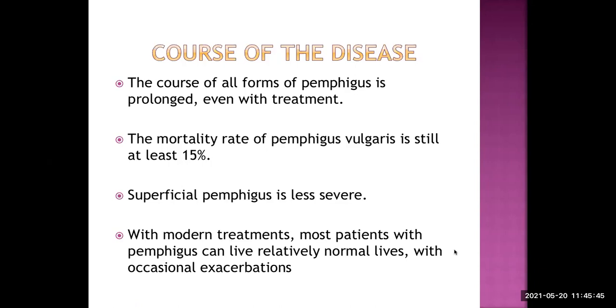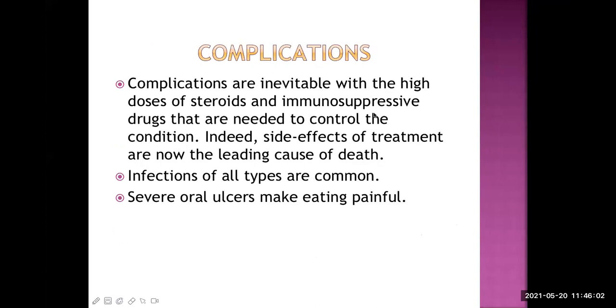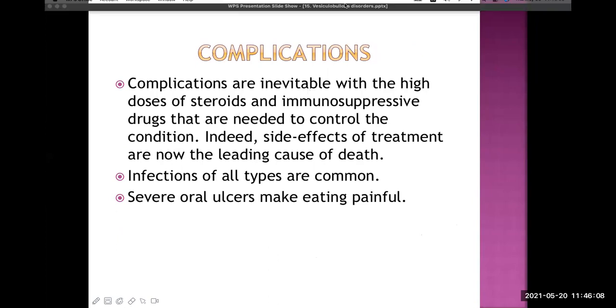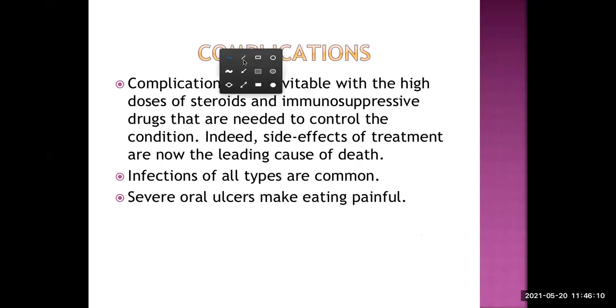If they cannot treat properly, then we can go for some powerful immunosuppressive drug. Okay, some powerful type of immunosuppressive agent. Sometimes even monoclonal antibodies can be used. So see there, these are the different types of therapy. Now, regarding the complication, they are inevitable with the high dose of steroid and immunosuppressive drug which we use for the treatment.